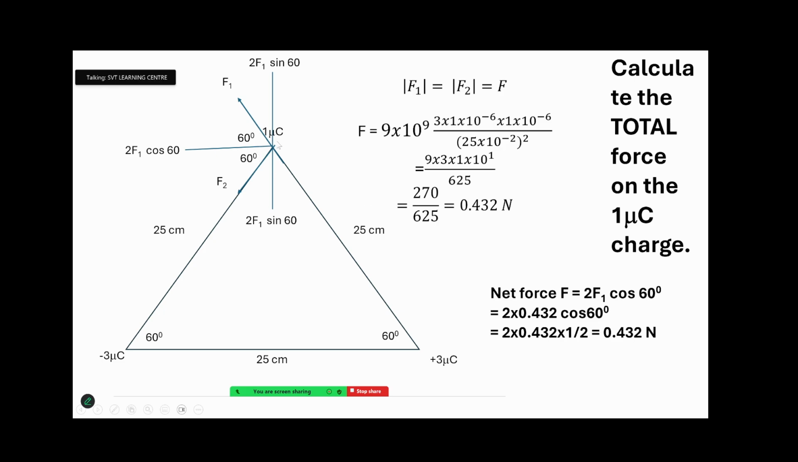We resolve the forces into vertical and horizontal. You will see that the vertical components cancel each other. Primarily they are in the opposite direction and also their magnitude is the same. And the horizontal components add together and it becomes 2F1 cos 60, because F1 and F2 are the same. Putting the value, you get 2 into 0.432 into cos 60. Cos 60 happens to be 1 by 2. So the value is 0.432 Newton.